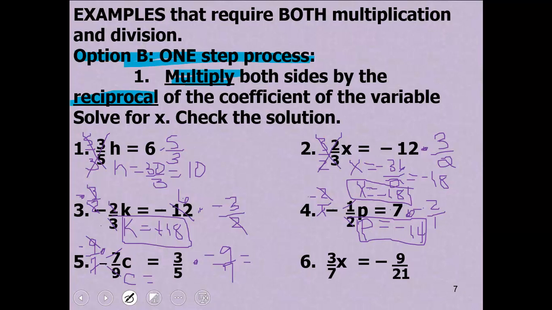I just multiply top times top, negative 27/35. So C equals negative 27/35. That's what we got last time. You try number 6 and come back and see if you get it right.